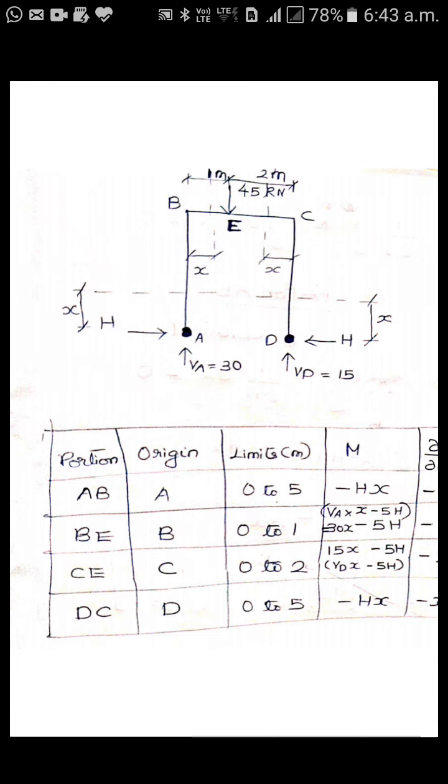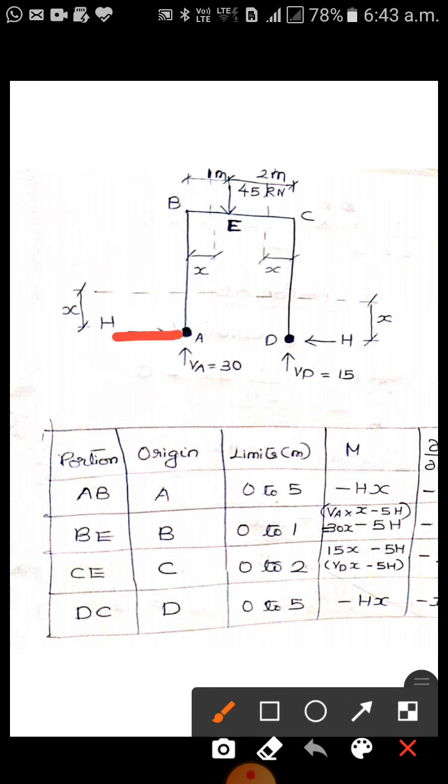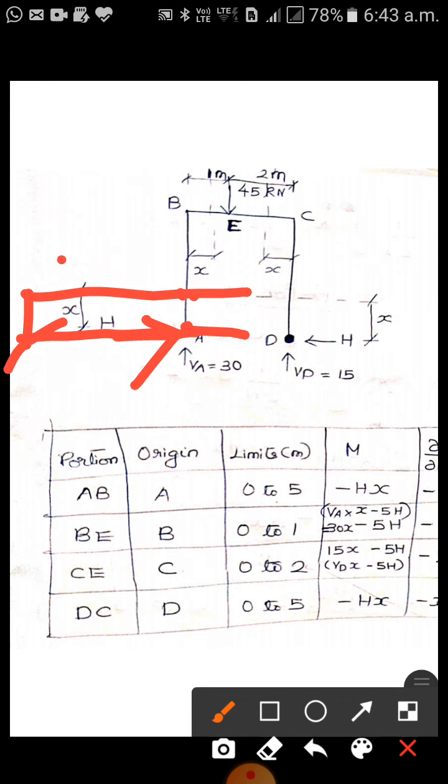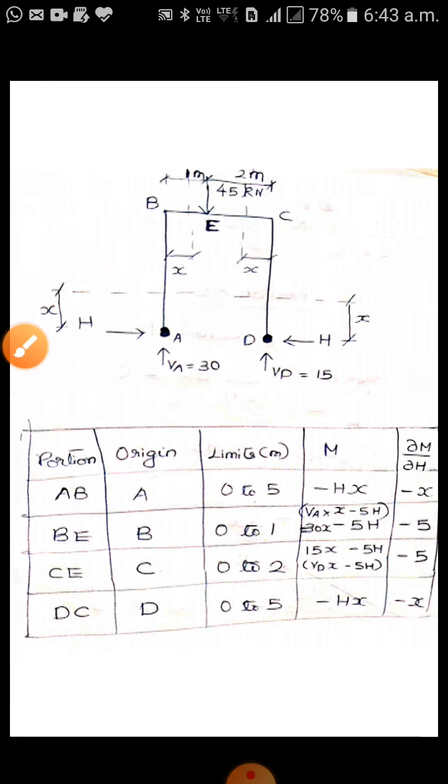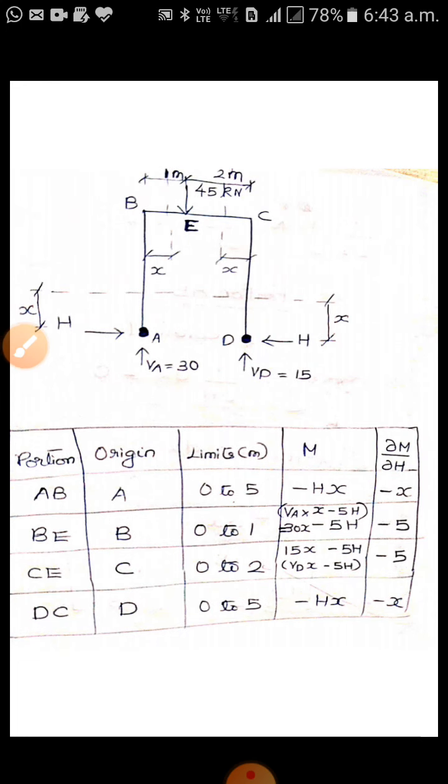Now the second force that we have is H. This is X. So at X you draw a line parallel to H. What is the distance between the parallel lines? X. So you multiply the force by the distance between the parallel lines, the perpendicular distance. So H into X. So again H into X. If we differentiate with respect to H, it is minus X.